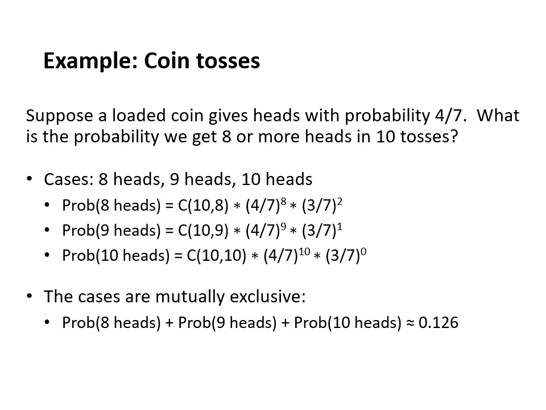So the probability of getting 8 heads is choose 8 out of 10 times (4/7) to the power of 8 times (3/7) to the power of 2. In similar fashion, we can compute the probability of getting 9 heads and the probability of getting 10 heads. Because these cases are mutually exclusive, the probability of getting 8 or more heads is their sum, which is roughly equal to 0.126. So this example illustrates how to use Bernoulli trials.